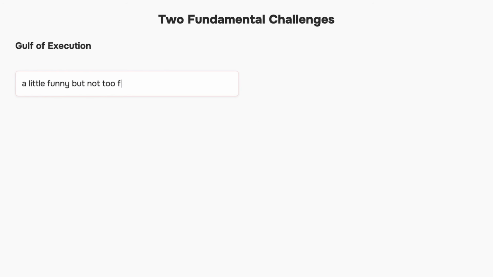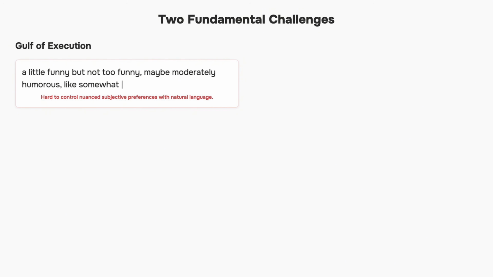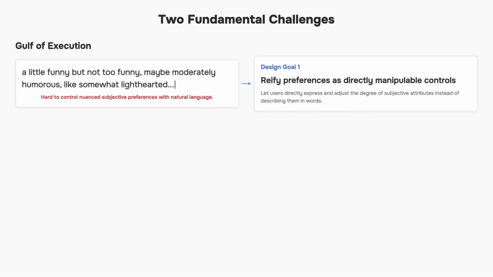There are two fundamental challenges when prompting large language models. First, the gulf of execution. Natural language is imprecise for expressing degrees of subjective preferences like tone, humor, or formality. This leads us to our first design goal, reifying preferences as precise, manipulable controls.